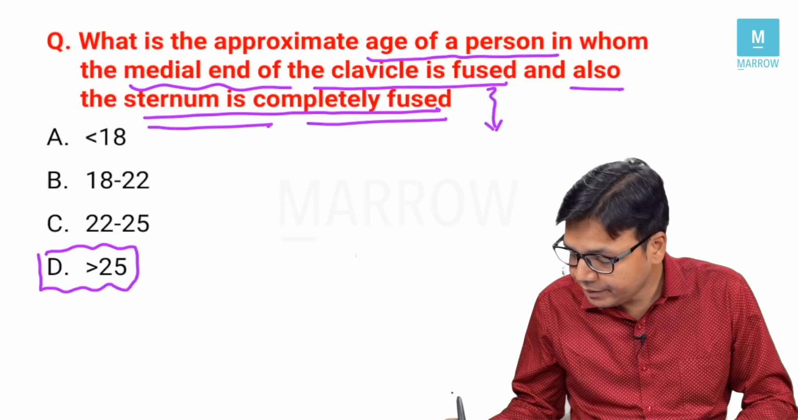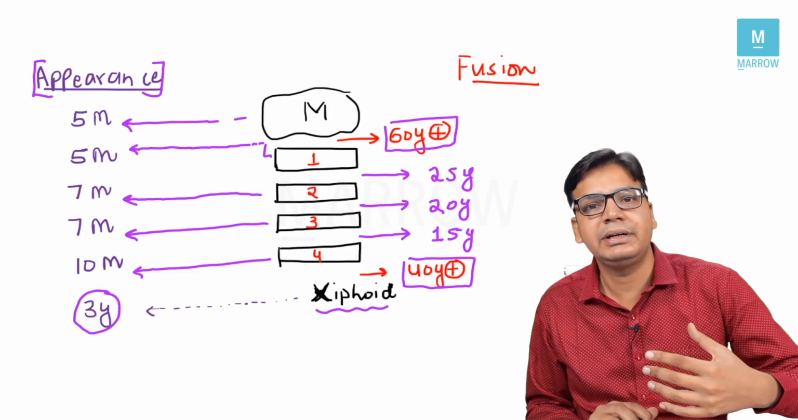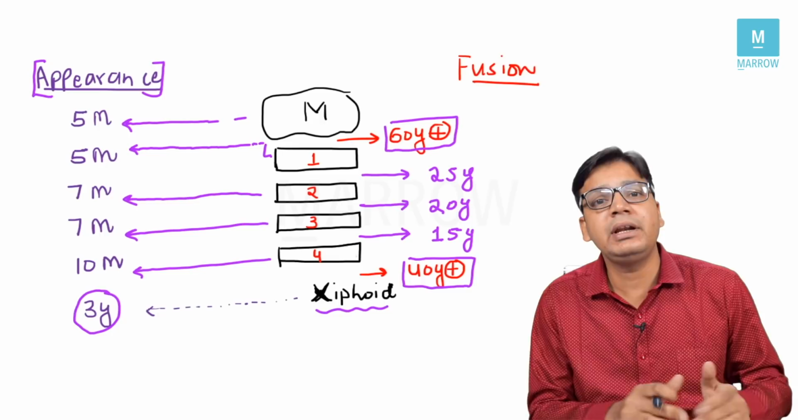Again, I'm coming back to this one. You can see. First, the first two, manubrium. The first segment, fifth month. Then come the second and third, 7th month. Then comes the fourth, 10th month. Then it is 3 years, that is xiphoid. This is the appearance in intrauterine life, xiphoid at 3 years of age.